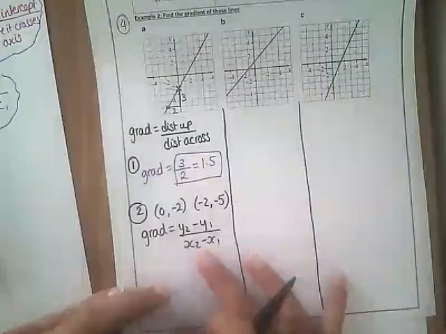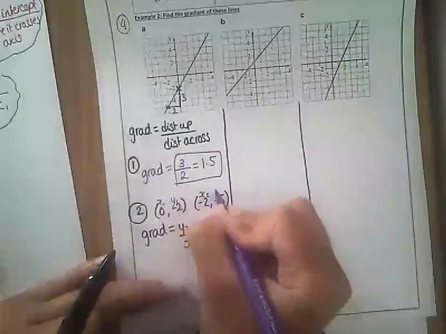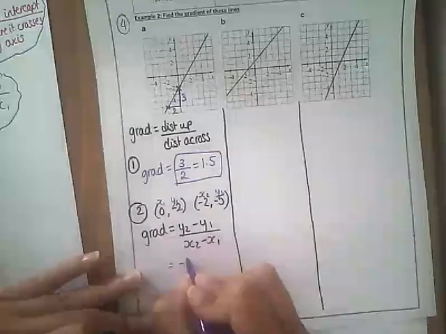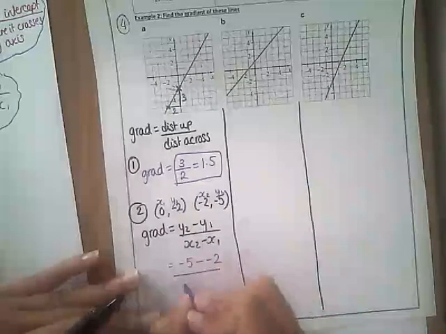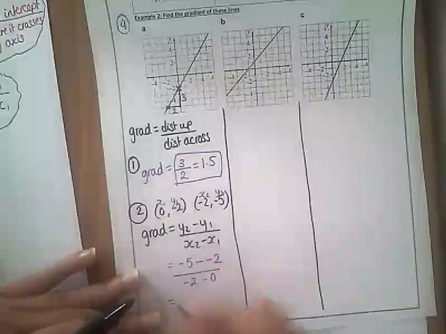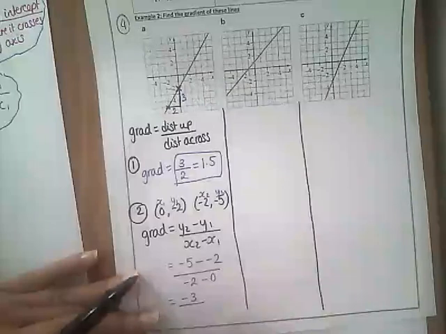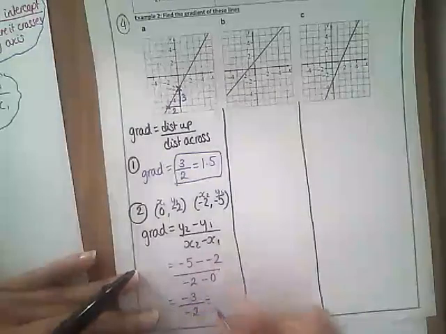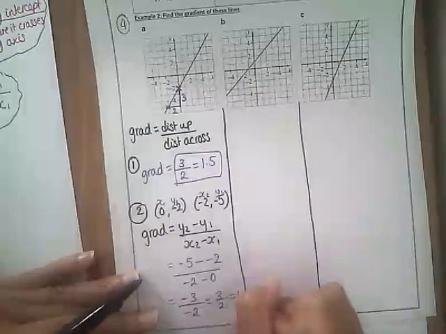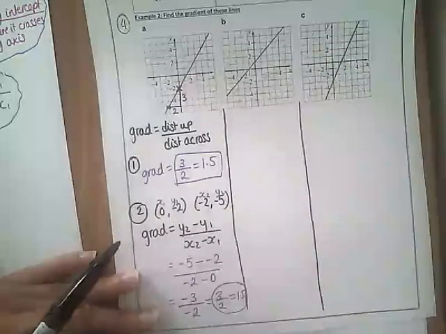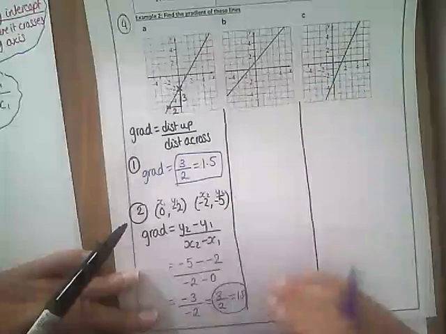Okay, so in these coordinates, that can be x1, that can be y1, that can be x2, that can be y2. So we're going to do minus 5 minus minus 2 divided by minus 2 minus 0. Minus 5 minus minus 2 means minus 5 plus 2, so that makes minus 3. Minus 2 take away 0 makes minus 2. And minus divided by minus is a plus, so that is just 3 over 2, which is also 1.5. Okay, either method is totally fine. Whatever you would like to do is totally fine.